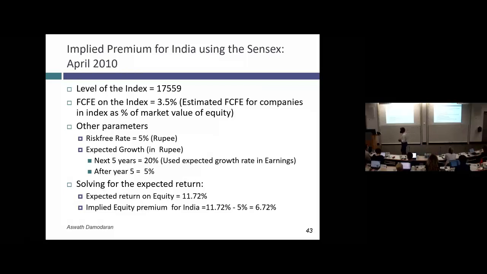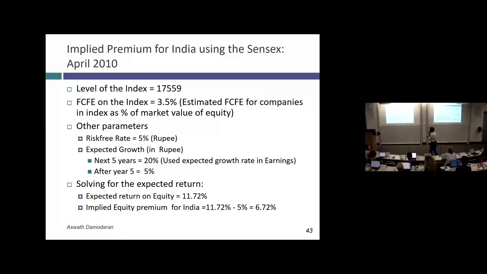And if I can get that, I can compute an implied equity risk premium for any market. April of 2010, for instance, when I was valuing Tata Motors, I wanted to compute an implied equity risk premium for India. So I started with the Sensex, 17,559. I got the free cash flow to equity. Remember we talked about potential dividends? Rather than use actual dividends, because Indian companies hold back cash, control issues, I used the potential dividends.